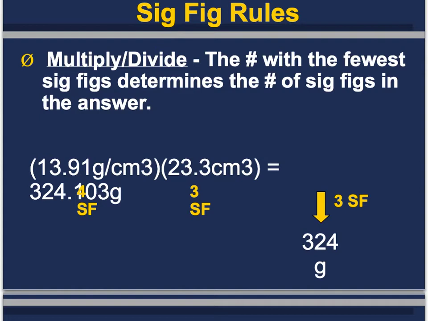Now significant figures rules do get a little tricky when we start to do calculations with them. So the first one that we're going to talk about, I think is the easiest, is that anytime you're multiplying or dividing, your answer is going to have the fewest number of sig figs that were in your, I always forget what we call those things that you're multiplying by. So if we look here at 13.91 grams per cubic centimeter, you can see that it has 4 sig figs.